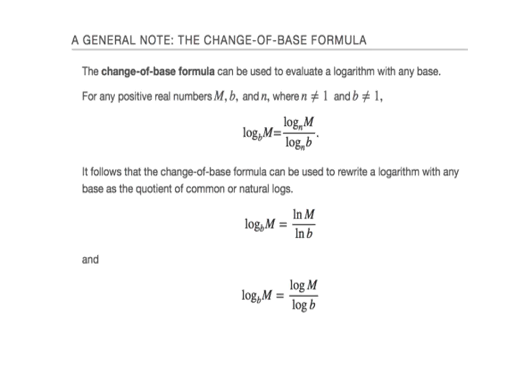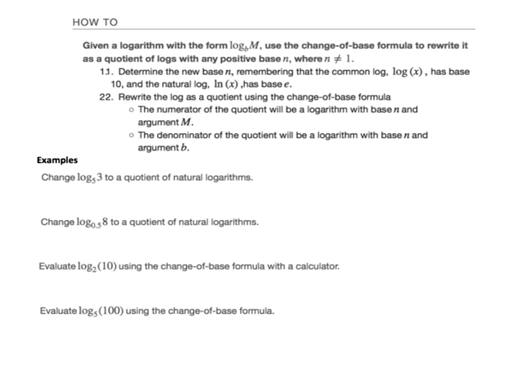So here are rules laid out that I just showed you how we arrived at. So let me show you how we use this. If we start out with log base 5 of 3, I now know that that's the same thing as the common log of 3 divided by the common log of 5. Or that's the same thing as the natural log of 3 divided by the natural log of 5.